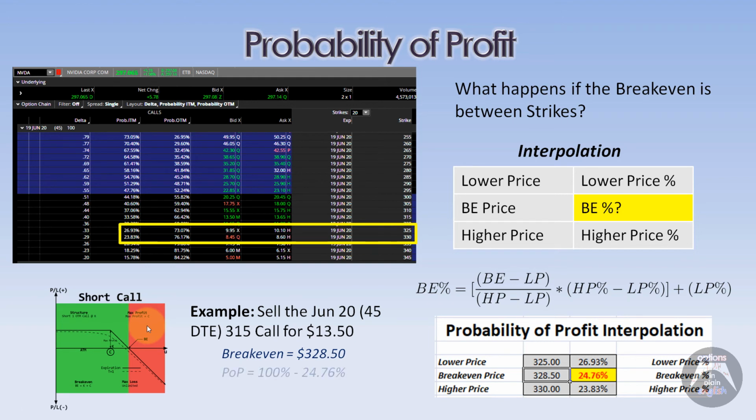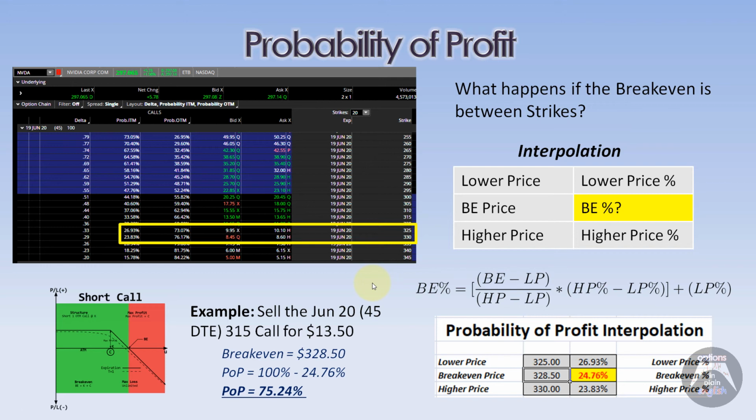So the probability of profit is going to be 100%, the whole range, minus this number that we calculated, 24.76%, and that's going to give you your probability of profit, which is 75.24%, so around 75%.